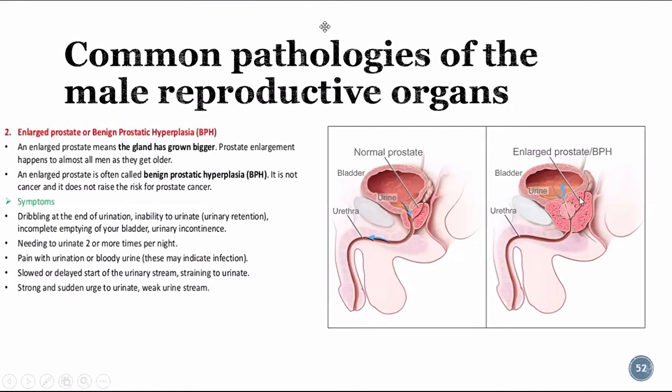This is a picture of an enlarged prostate gland. You can see the widened urethra, the prostatic urethra, in this picture of a normal prostate, which is compressed when you have BPH.